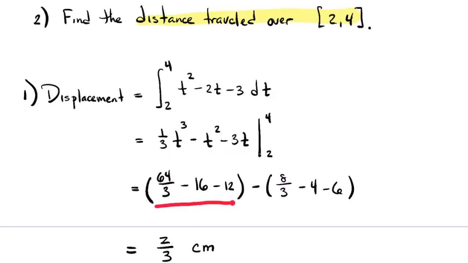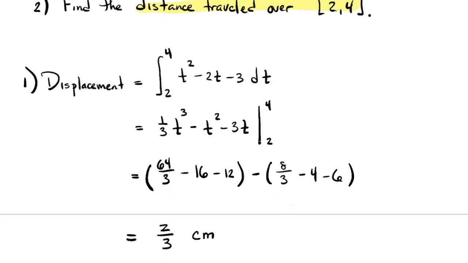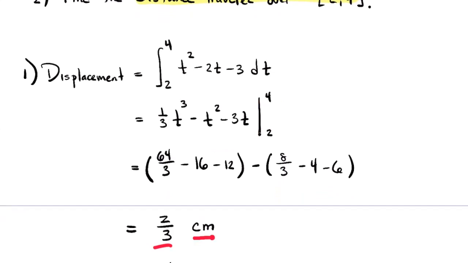So in my first expression here, I'm just evaluating that thing at 4, replacing t with 4 everywhere, and then I have to subtract. The second expression is evaluating it at 2. Okay, I left out all the details. You can stop the video and check your own math here, but that ends up being 2/3. The units on that would be centimeters, and that's displacement.